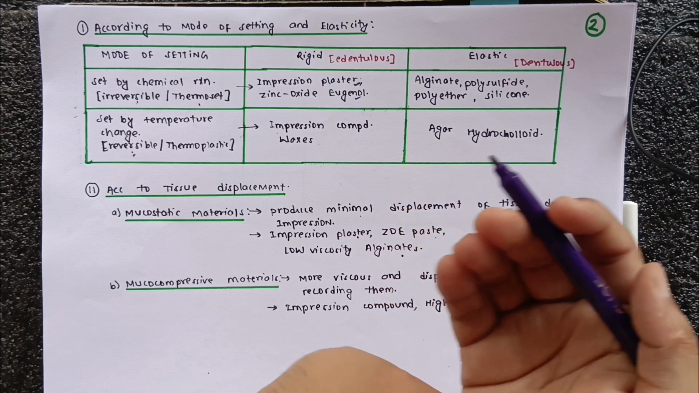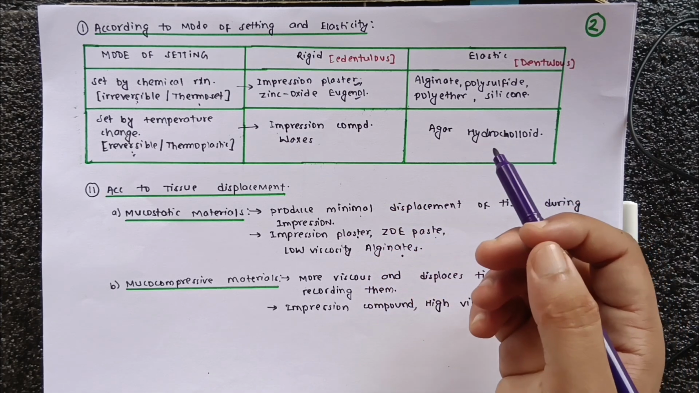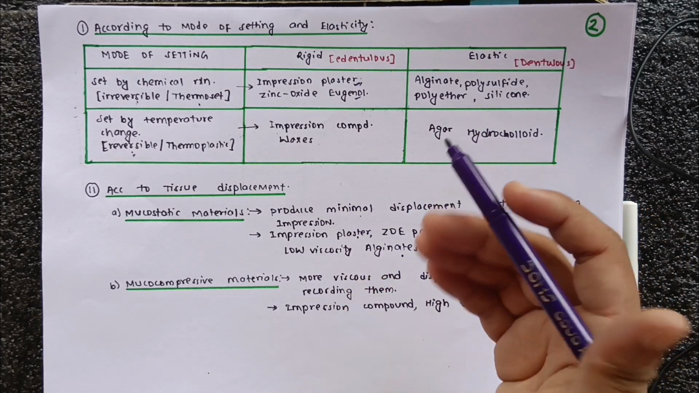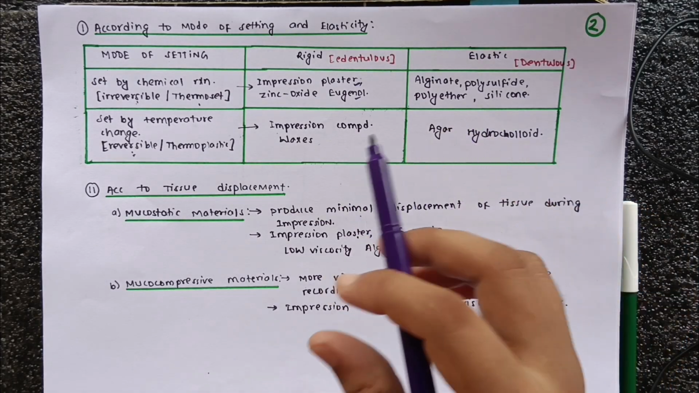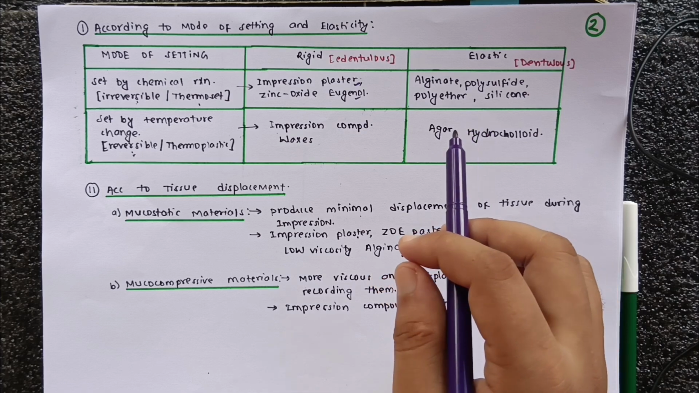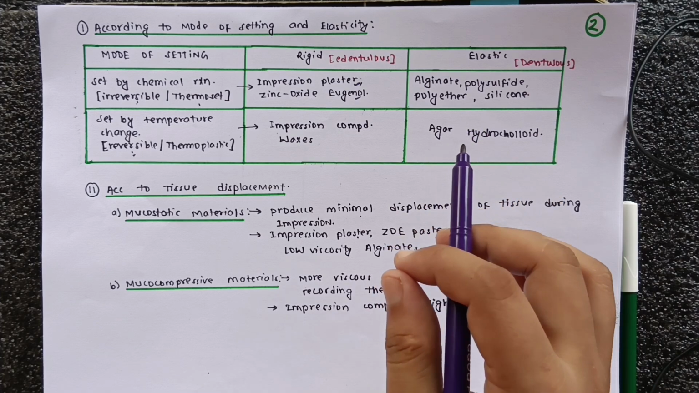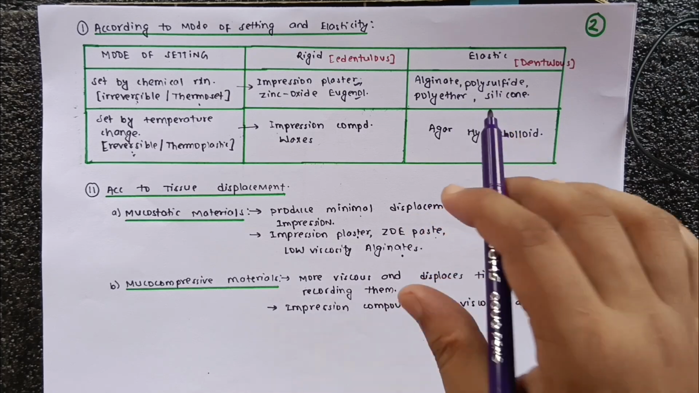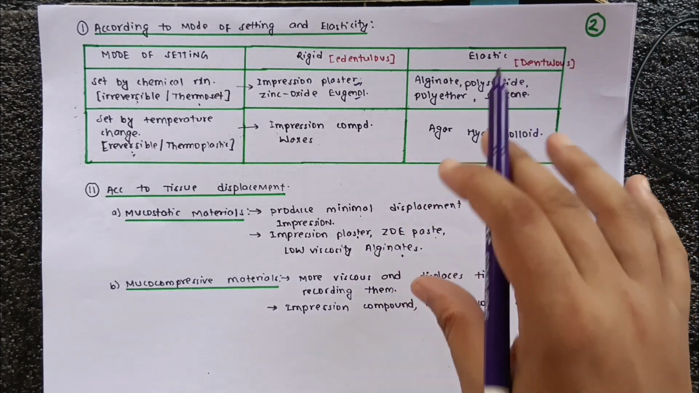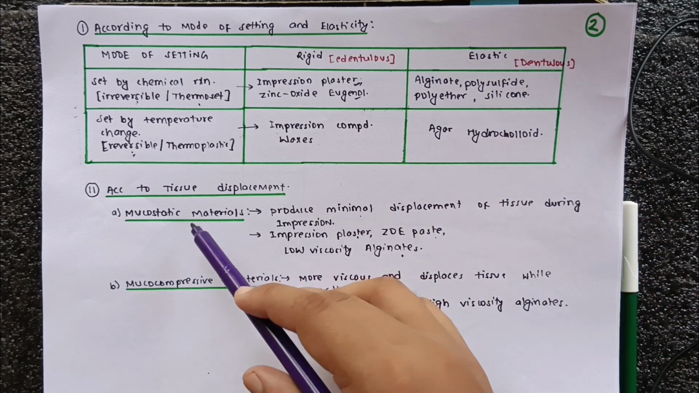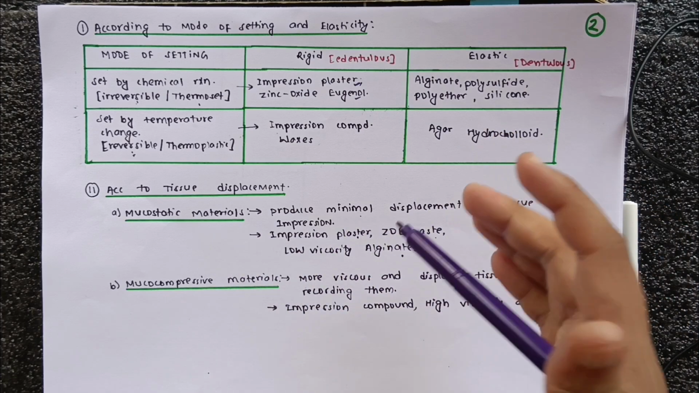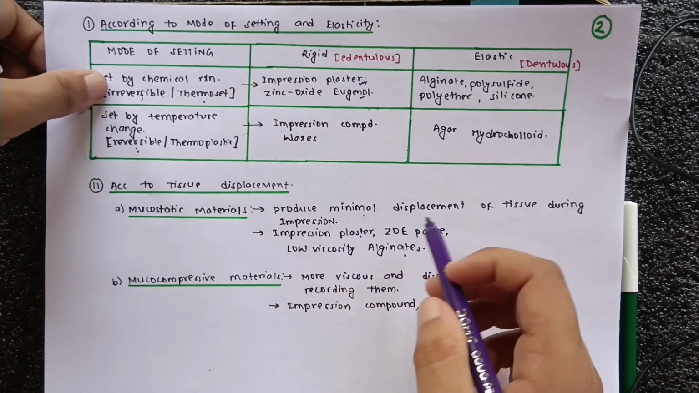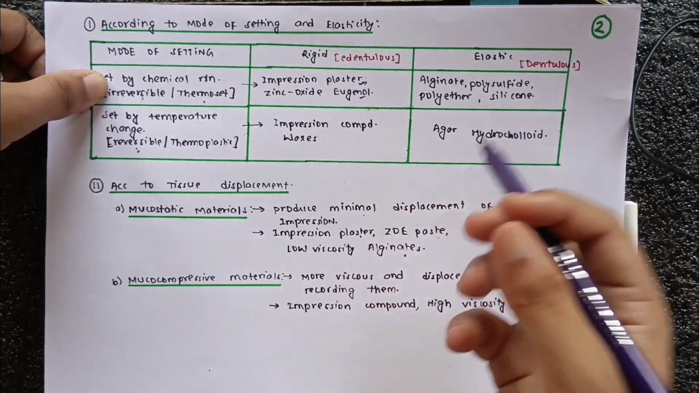Okay, and if you don't apply more pressure, the structure whose impression you are taking, either it is gums or a tooth, the alveolar ridge, at that portion there will be less pressure applied. So this mucostatic material means there is less pressure applied on the impression taking surface, and that produces minimal displacement of the tissue, and it would give the proper impression.